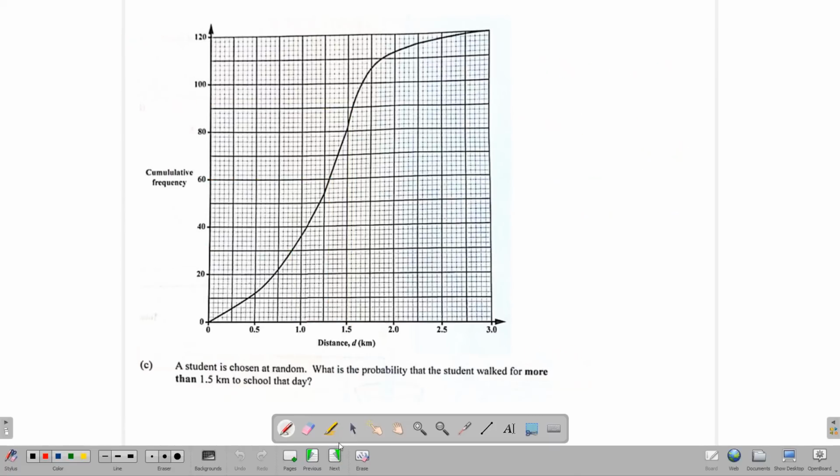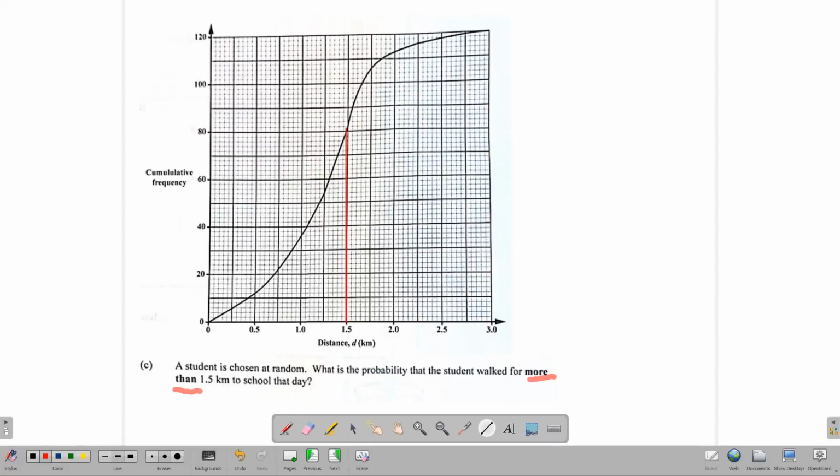Next, we want to look at a probability question. It says a student is chosen at random. What is the probability that the student walked for more than 1.5 kilometers? This is very important. It's saying walked for more than. Notice it's in bold. Pay attention to it. Now, our curve tells us that at each point, at half a kilometer, this is the number of students who walk at most. At 1 kilometer at most that. But this is saying more than. So let's see what happens at 1.5.